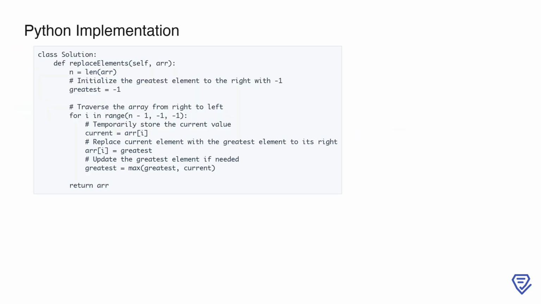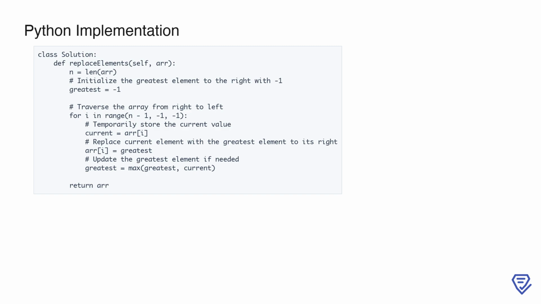The given Python code solves LeetCode problem number 1299, Replace Elements with Greatest Element on Right Side. The problem requires transforming an input array such that each element at index i is replaced with the greatest element among the elements to its right, with the final element replaced by -1.